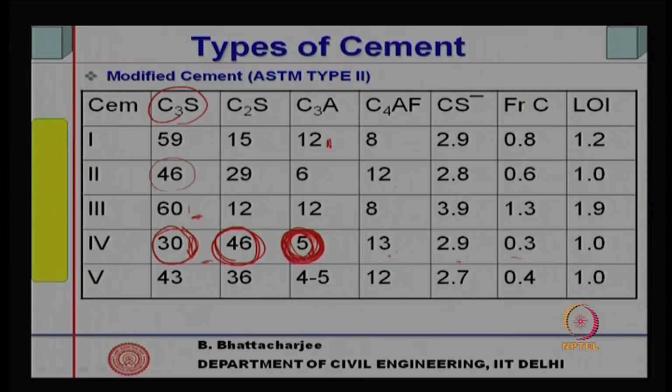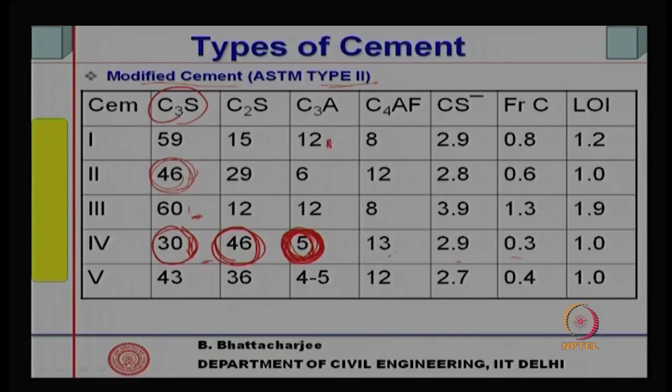Now, type 2 is in between, which is called modified cement as per American Society for Testing and Materials classification. ASTM type 2 cement is modified cement, and modified cement is something in between. It has got low heat of hydration, but not as low as this. Low heat of hydration also means the strength development rate will be slower, therefore, your demolding time will be higher. So, modified cement is a compromise between the two.